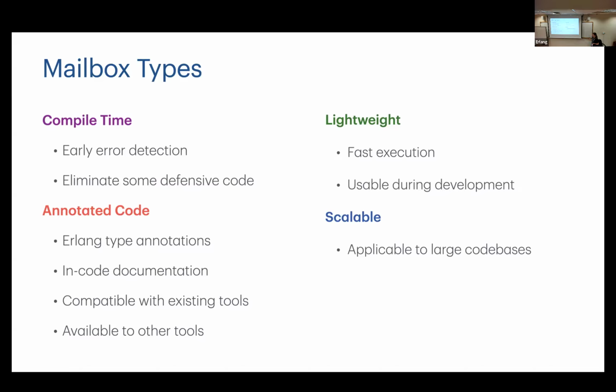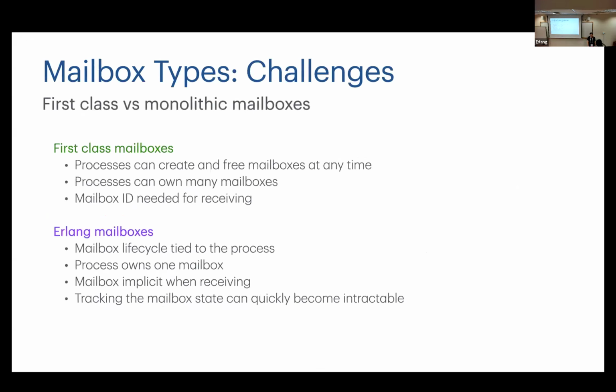Something that is compatible with existing tools and available, and something that scales. However, it's not that straightforward to apply mailbox types to Erlang, because in mailbox types and in PAT, mailboxes are first class, while in Erlang they are monolithic. So what does it mean that they're first class? Well, processes can create and free mailboxes at any time. They can own many mailboxes, and they use the mailbox ID for receiving.